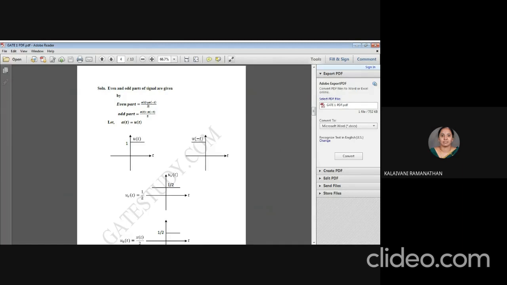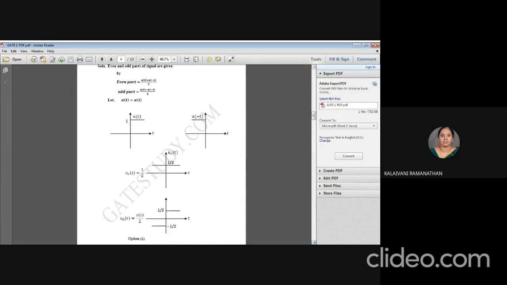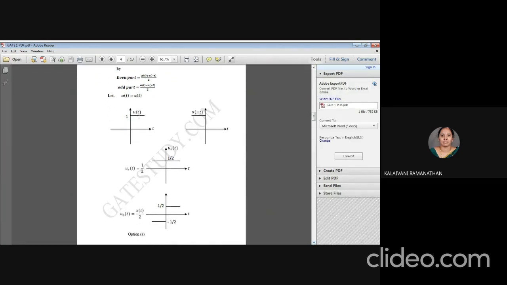according to this equation. So here when you add these two things, you get a straight line like this with amplitude 1 by 2. Similarly, calculating the odd part is nothing but you have to subtract, u of t minus u of minus t divided by 2. So this will be as such, and then this will be minus. So it will be in the third quadrant. So divided by 2, you have the amplitude noted as 1 by 2 and minus 1 by 2. So this is the even plot of the function and this is the odd plot of the given function.